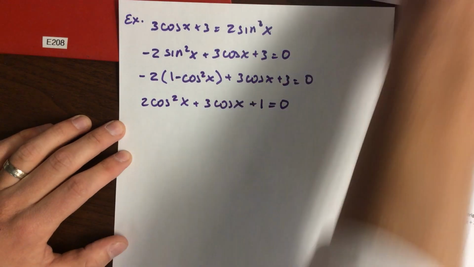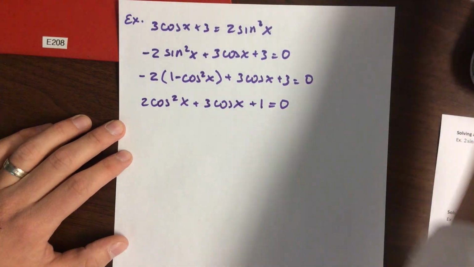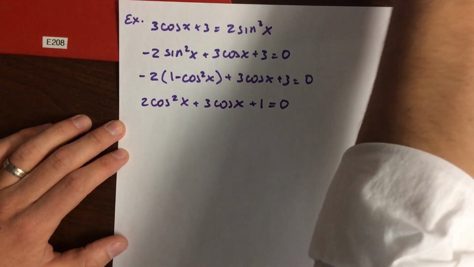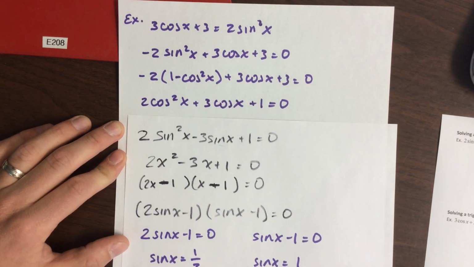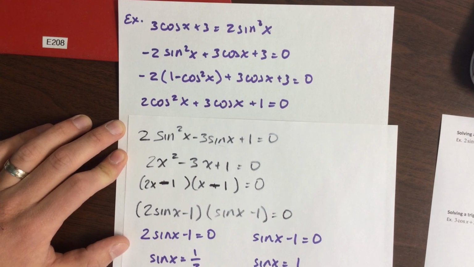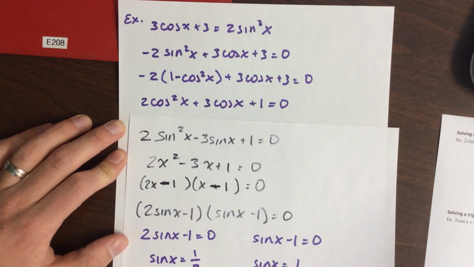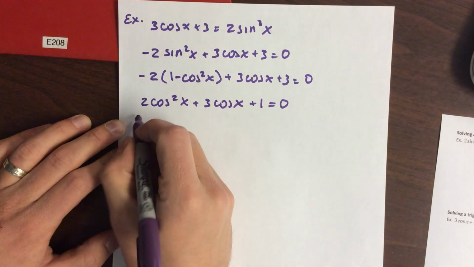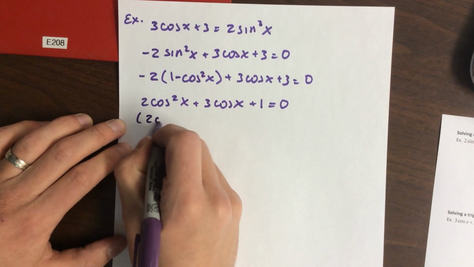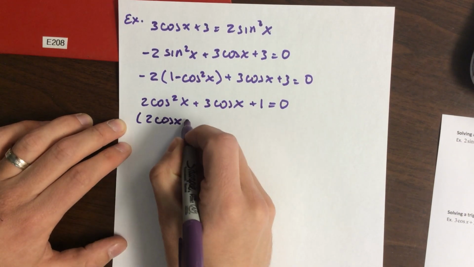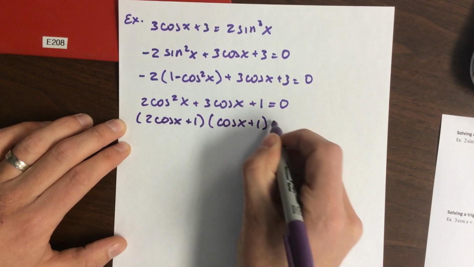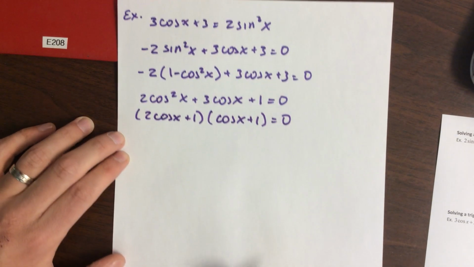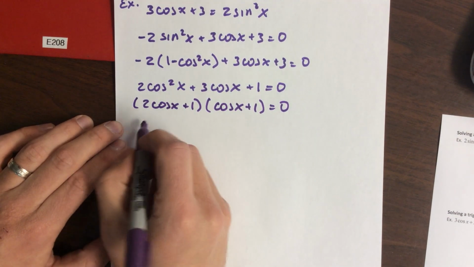Keep going. Cosine squared. That looks very much like the first one. Just putting that out there. Very much like that one. I just changed from sines to cosines and positives to negatives, or negatives to positives. We've got 2 cosine plus 1 times cosine plus 1. Now we'll split it up.